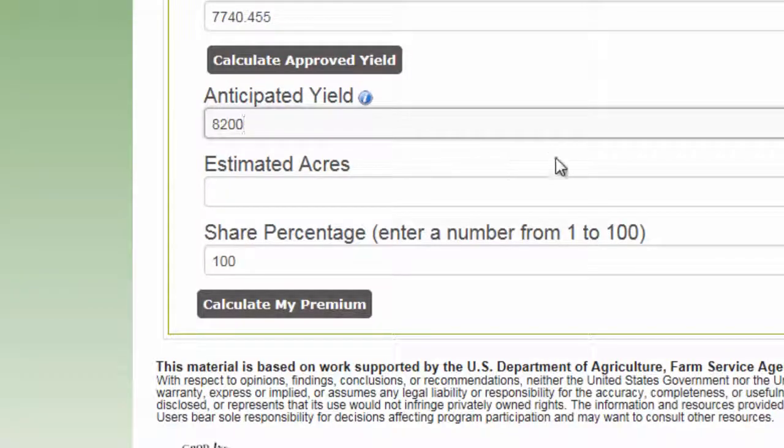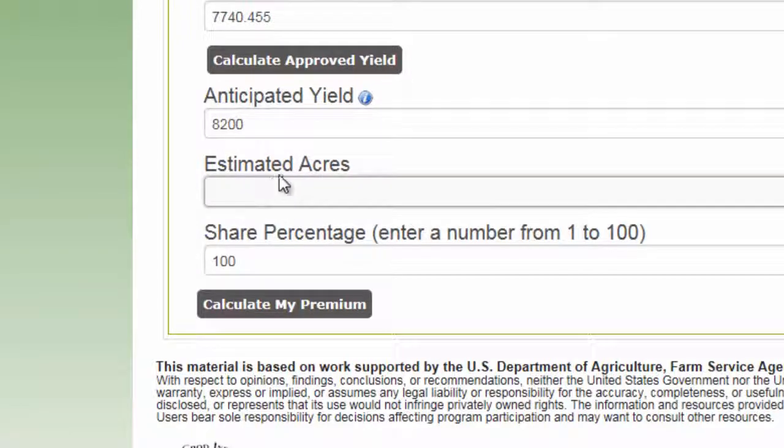You then have to put in some estimated acres. Let's start with 50 acres that you have of these tart cherries, and put in a real number. I know it's a fairly large amount, but next thing you do is you look at share percentage. How much of this do you receive? We're going to go 100, but if there's multiple owners or multiple people sharing the risk of that crop, it may be different. At that point, then you go calculate premium.